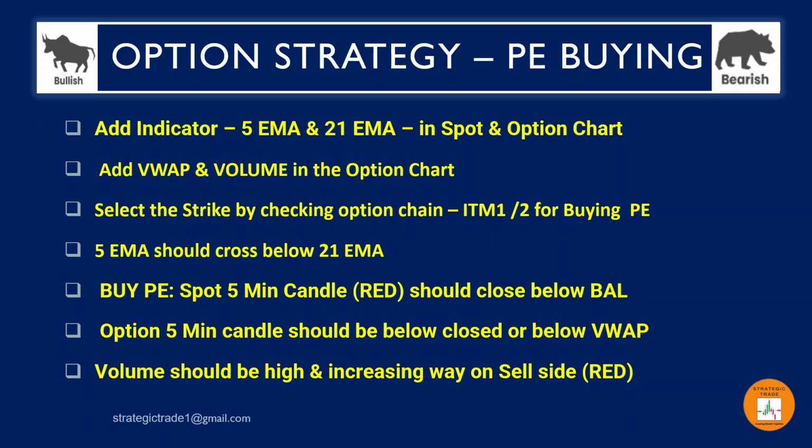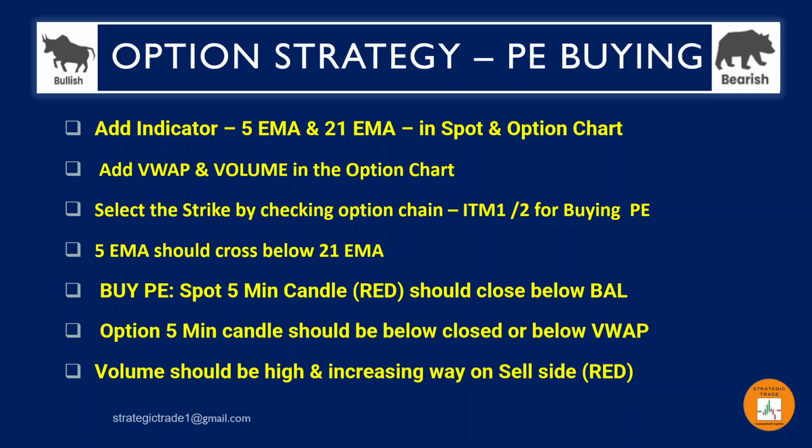The same way for put selling, or buying. The indicators are the same only. Then select the strike based on the put strike, whatever is required. For ITM 2, we have to select ATM plus 50 or 100. Then the 5 EMA should cross below the 21 EMA, so it is a decreasing manner.